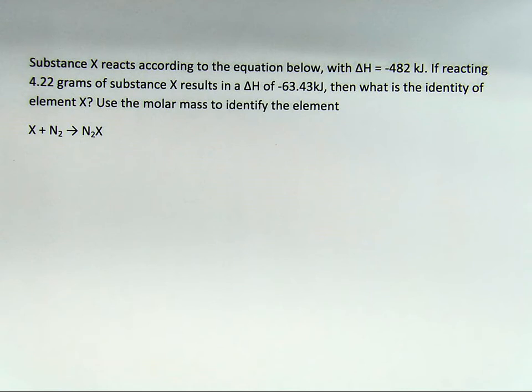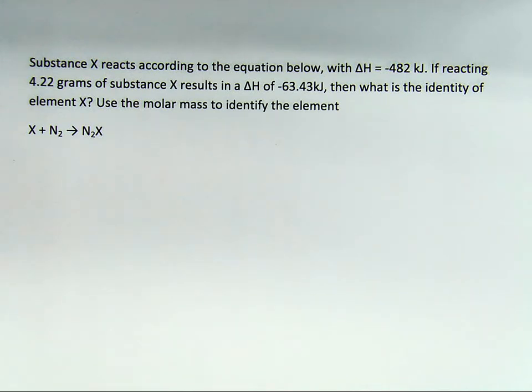with a change in enthalpy of negative 482 kilojoules. If reacting 4.22 grams of substance X results in a change in enthalpy of negative 63.43 kilojoules, then what is the identity of element X? Use the molar mass to identify the element.